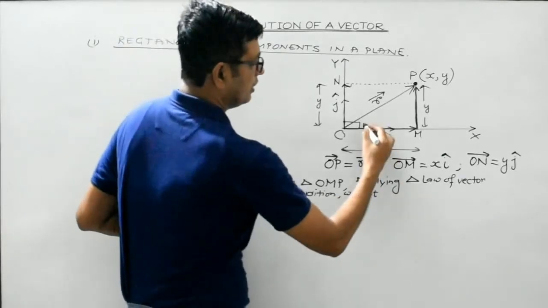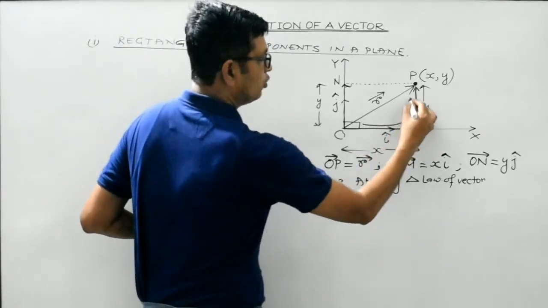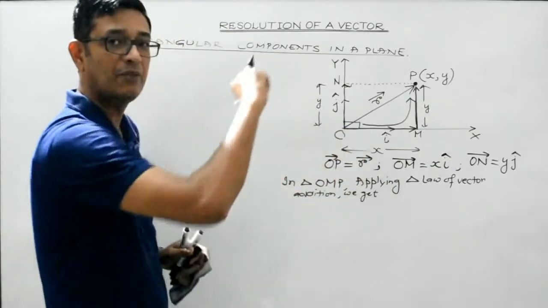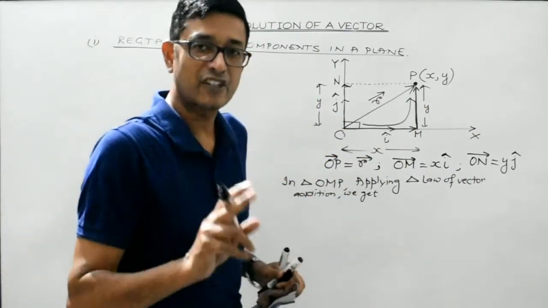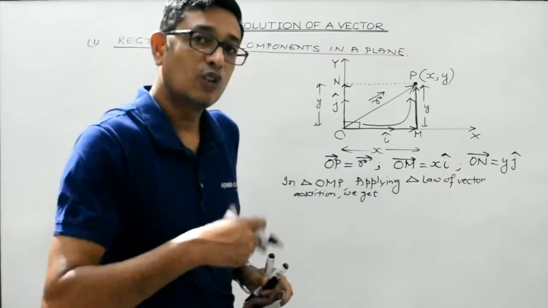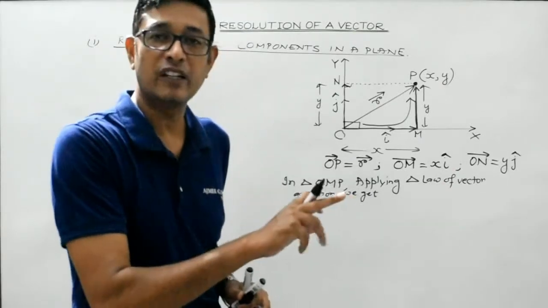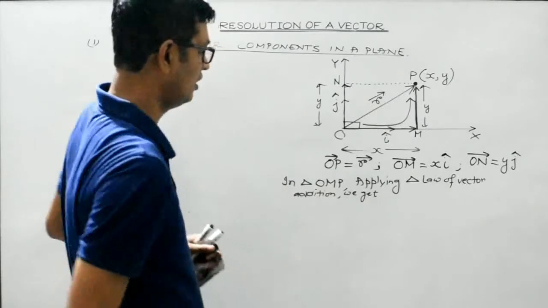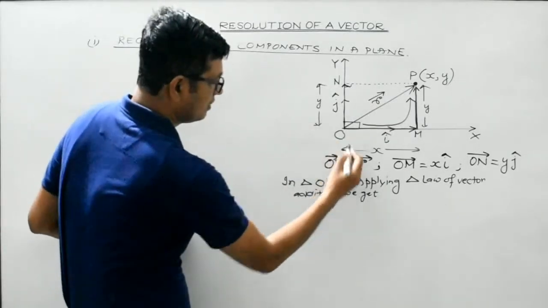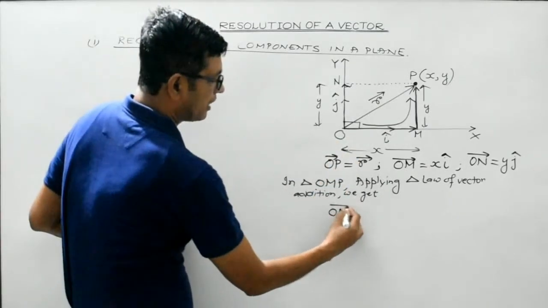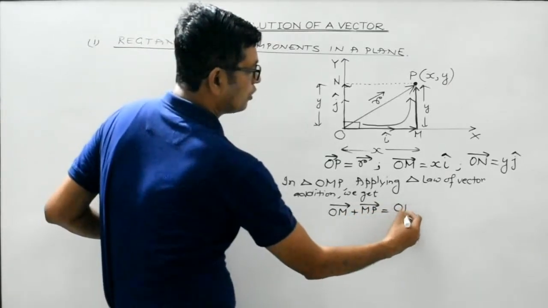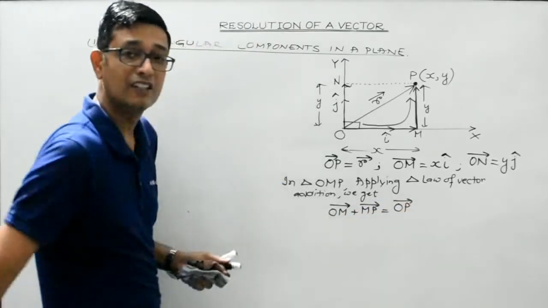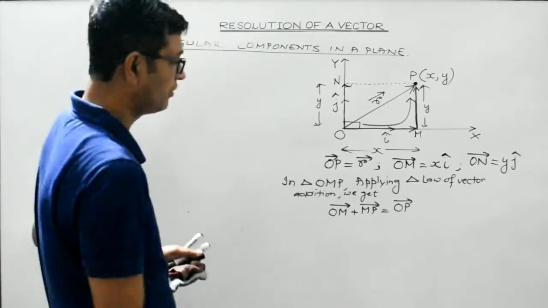now look, OM and NP are the two sides of the triangle taken in the same order. So their vector resultant, both in magnitude and direction, would be given by the closing or third side of the triangle taken in the opposite order. So what you get is OM vector plus NP vector is equal to OP vector. Am I clear, students? Now let's substitute the values.